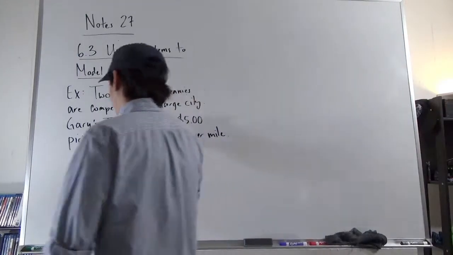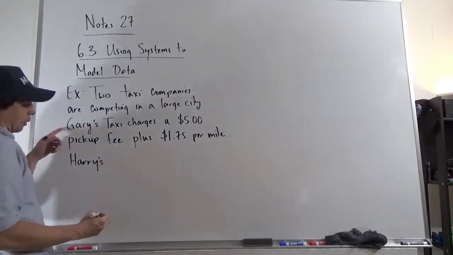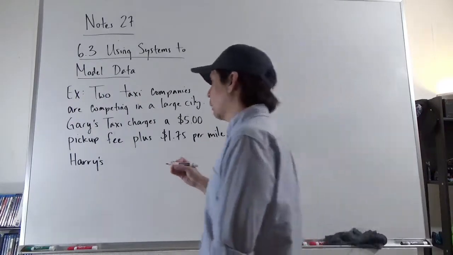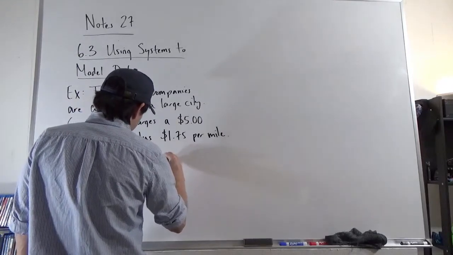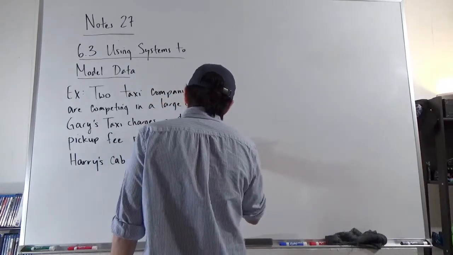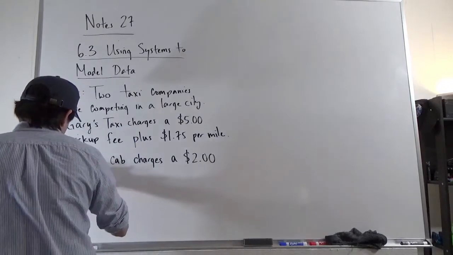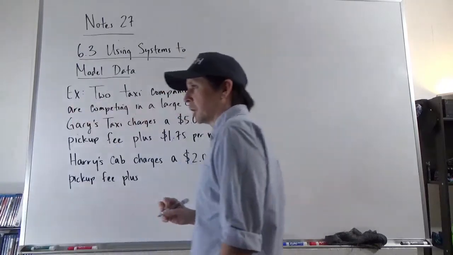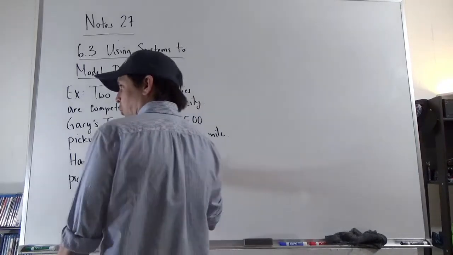Harry's is the other one. When we get to describing them with functions, which we will, we're going to call Gary's G and Harry's H. So I've chosen some letters that we can distinguish easily. Harry's Cab Company charges a $2 pickup fee plus, so initially it seems like you would go in that cab because it's cheaper. Well, not necessarily, because they charge you $2.50 per mile.